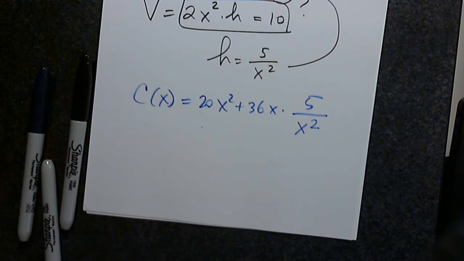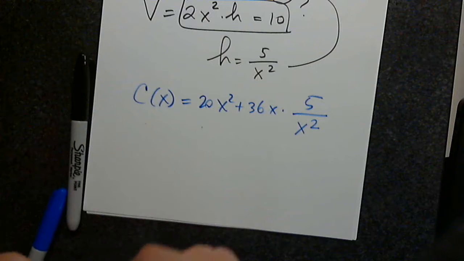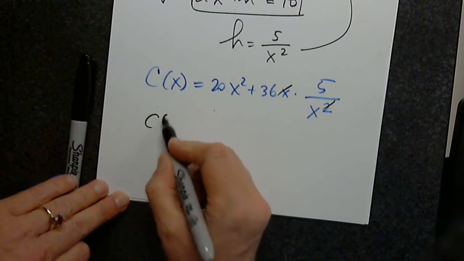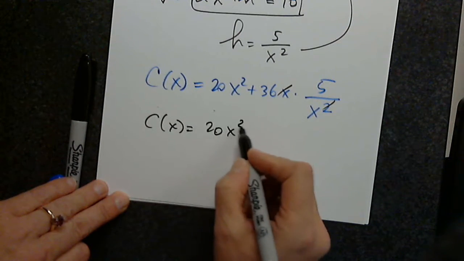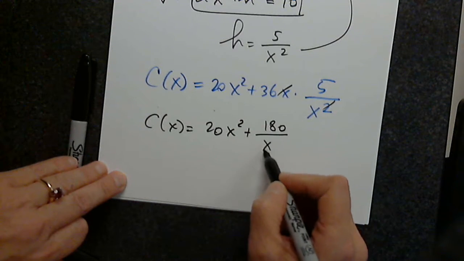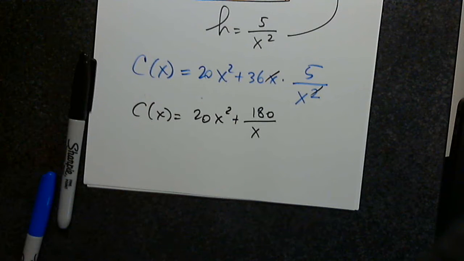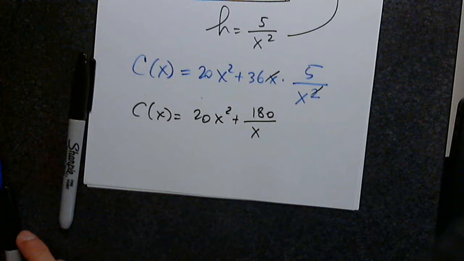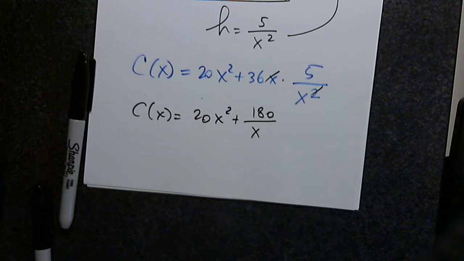Is this clear so far? Yes, we understand the steps? Okay, so now we simplify a little bit. So then the cost of x is 20x squared plus, I think it's 180 over x. Correct me if I'm wrong, please, anytime. Okay, so finally I have the cost function. What now?